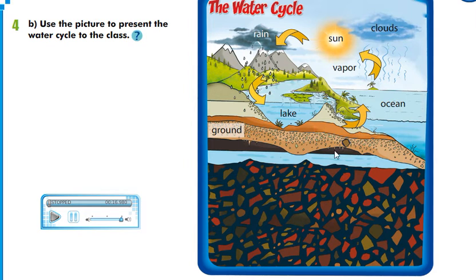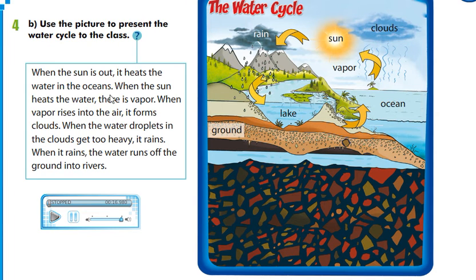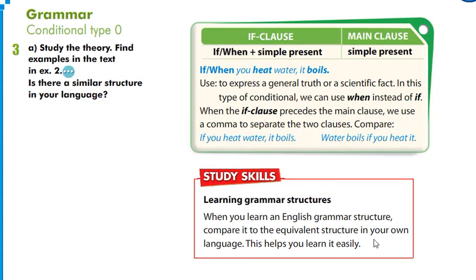Maybe it was quite fast, but you can reproduce it as many times as you need. So here we have the script. When the sun is out, it hits the water in the oceans. When the sun hits the water, there is vapor. When the vapor rises into the air, it forms clouds. When the water droplets in the clouds get too heavy, it rains. When it rains, the water runs off the ground into rivers. So that's the water cycle.